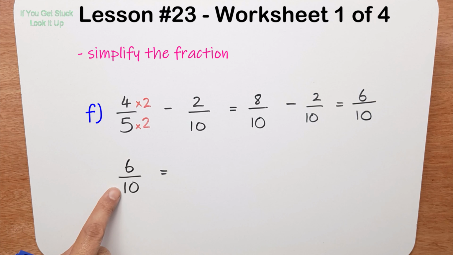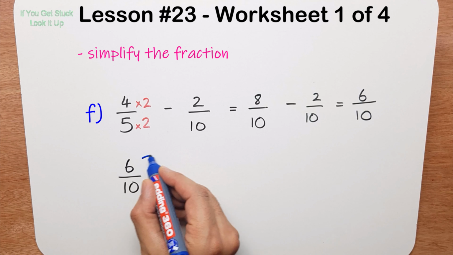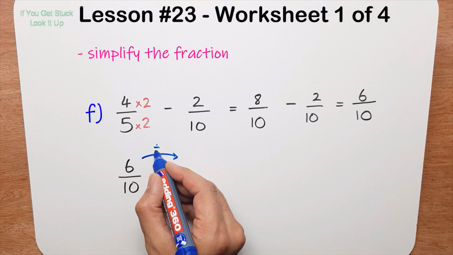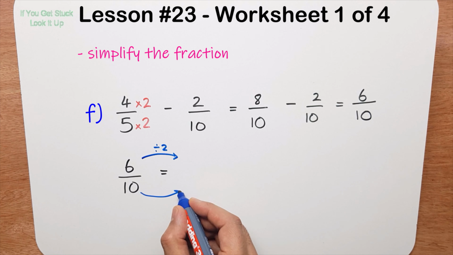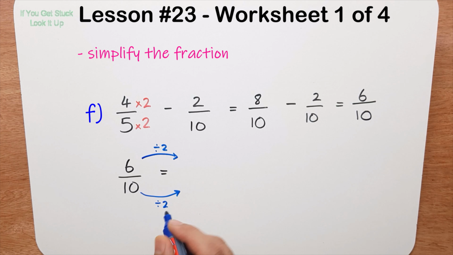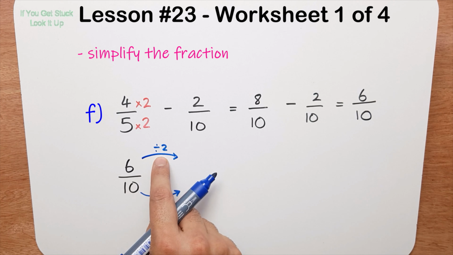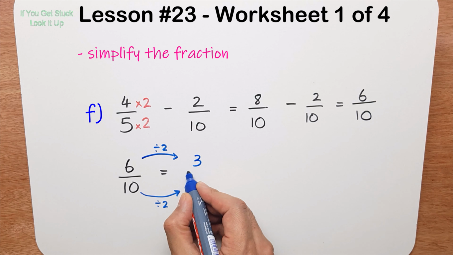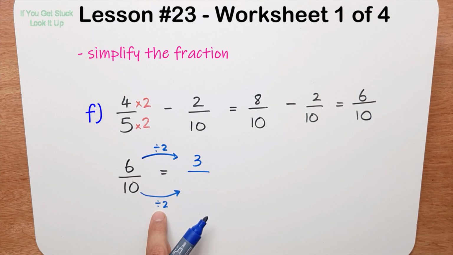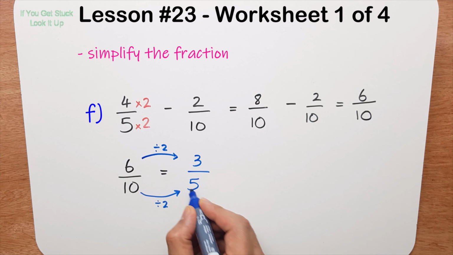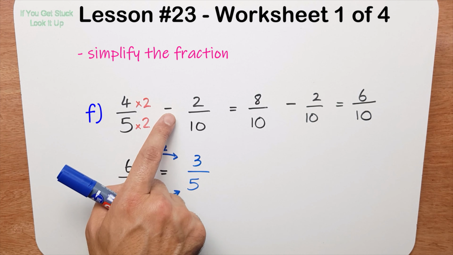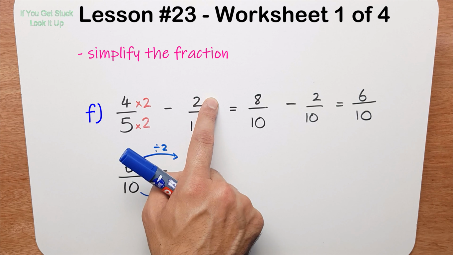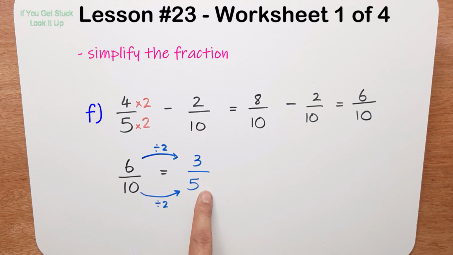I can see they're both in the 2 times table, so I can divide the numerator, or the top number, by 2, and whatever I do to the top number, I have to do to the bottom number. 6 divided by 2 is 3. 10 divided by 2 is 5. So I can say 4/5 take away 2/10 is equal to 3/5.